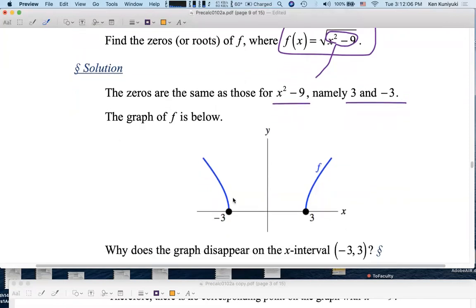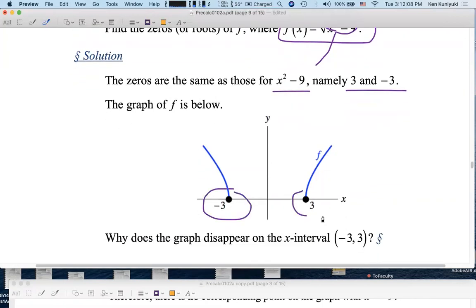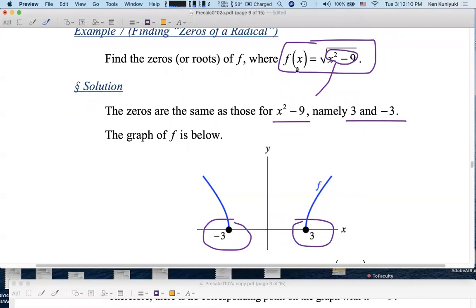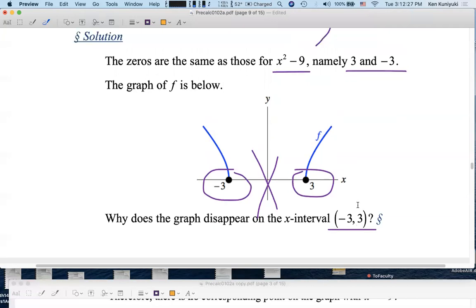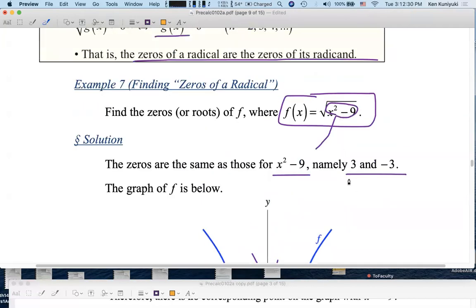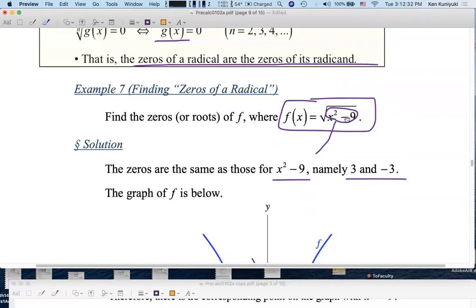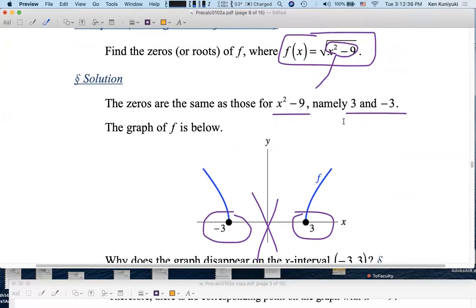So we get the same x-intercepts as before. Although the graph we're talking about, y equals the square root of x squared minus 9, looks a bit different. Notice the graph disappears in the middle here. Why is that? Why does the graph disappear here? Because the values of x in here are not in the domain of the function. The values of x in here, like 0, are going to make the radicand negative, like negative 9. And that's going to be illegal. We want to keep things real.